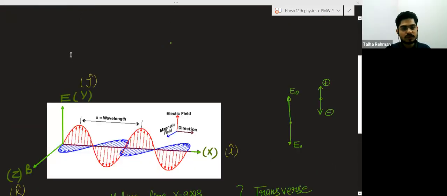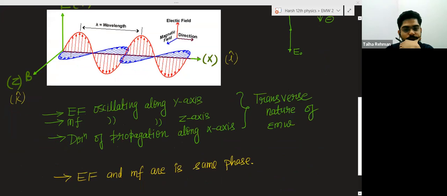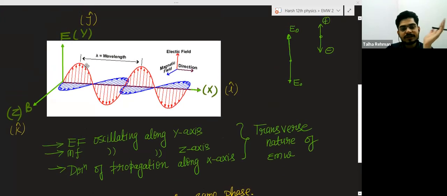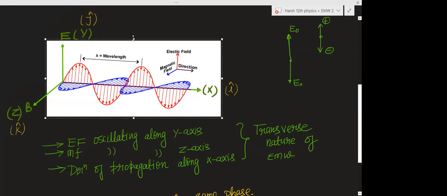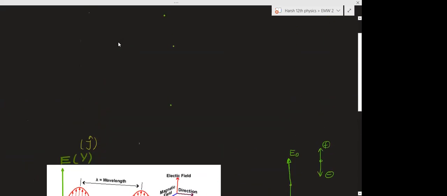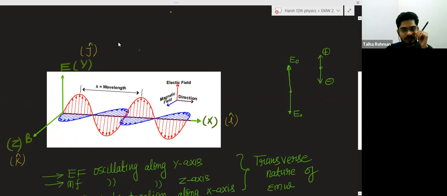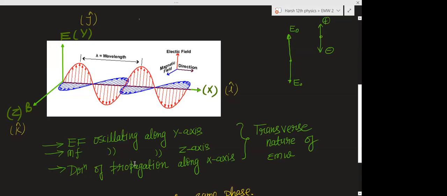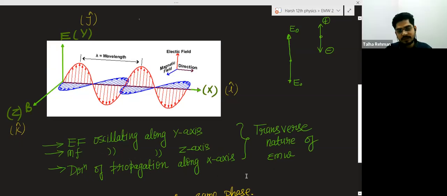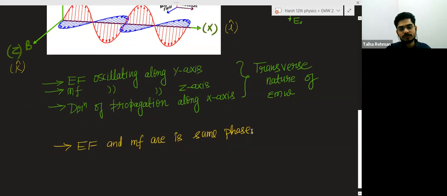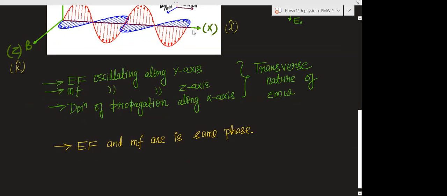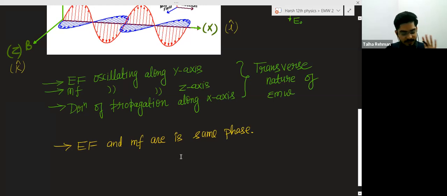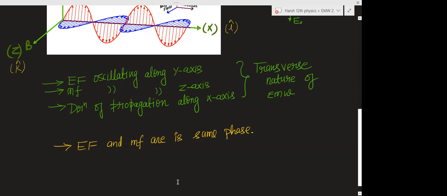So now what you have to do, can you draw this or is it better to take the screenshot? I took the screenshot, sir. I don't think you can just draw this. Okay, but write down these things, the yellow and the green part. Okay, so this is the transverse nature of the electromagnetic wave.